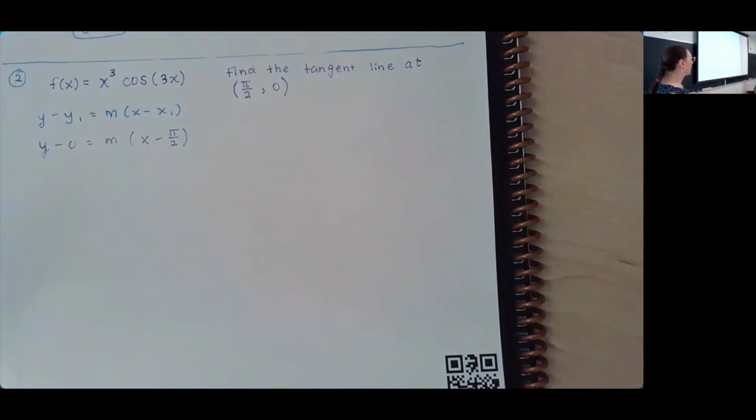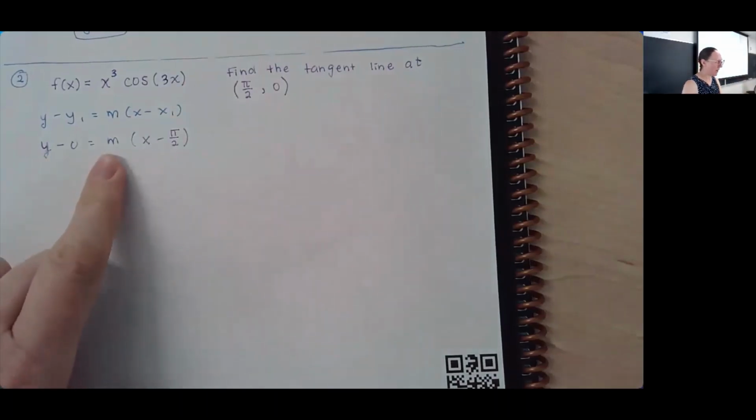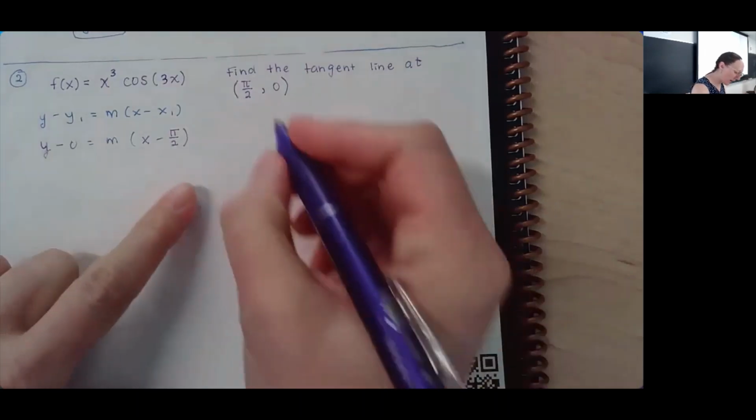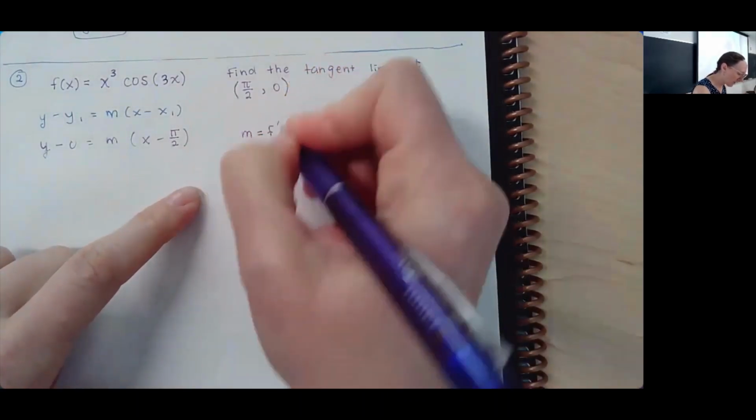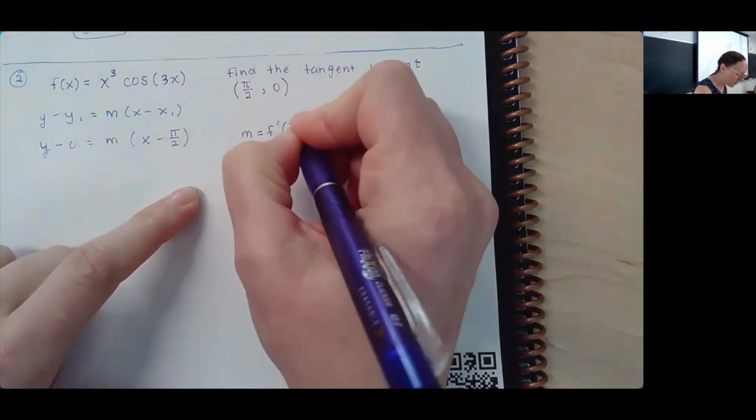If I want a little bit more partial credit, even if I mess up the derivative, I at least want to show someone that I know what I should be doing. So I know that I'm going to get that slope by taking the derivative and plugging in pi over 2.